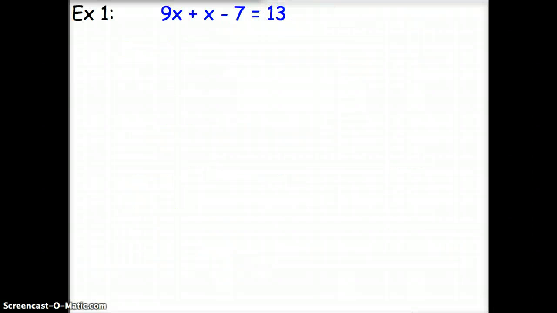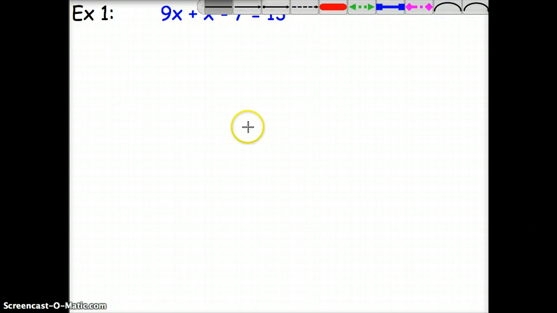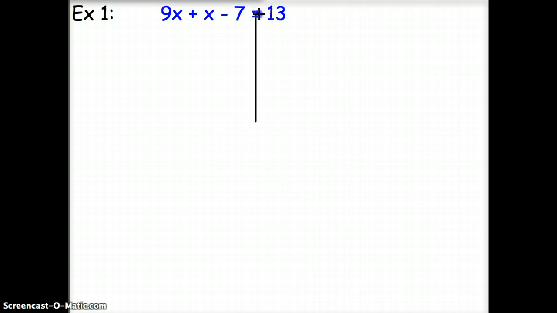Example 1, we've got 9x plus x minus 7 equals 13. So the first thing I'm going to do, I'm going to draw a line through my equal sign to make sure I'm doing the exact same thing on both sides. Now I've got 9x and I've got an x. Those are like terms. They have the same variable to the same exponent.